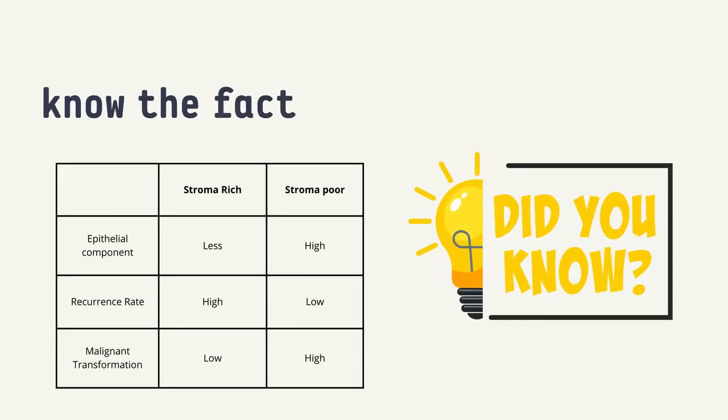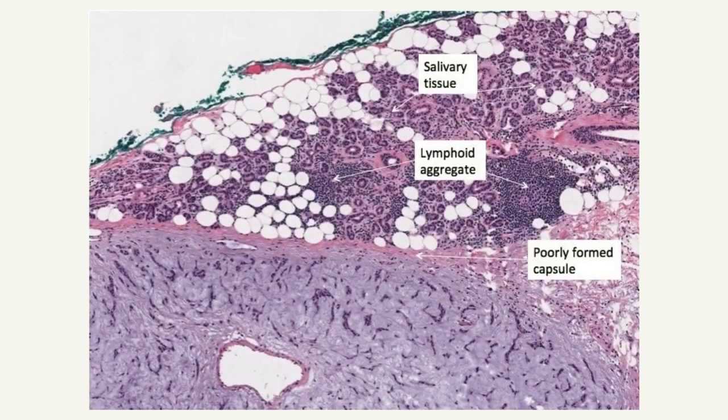Pleomorphic adenoma can be classified based on its histological composition. Some tumors are stroma-rich, containing a low epithelial component, while others are stroma-poor, with a predominance of epithelial cells. Importantly, stroma-rich tumors have a higher recurrence rate, and although malignant transformation is rare overall, it is more likely in these stroma-poor variants. With access to microscopes, we can observe that the capsule is often poorly formed. In many histological images, normal salivary gland tissue is still visible above the arrow. Additionally, there is often a mild chronic inflammatory infiltrate in the surrounding salivary gland tissue, while the tumor lies just beneath the capsule.